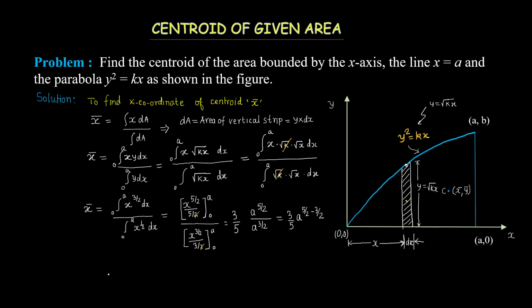And if you simplify this, friends, you'll be getting the x coordinate of centroid will be 3/5, as you can see over here, and this is going to be a raised to 2/2, that is only a. So this is the x coordinate of centroid of the given area, friends.